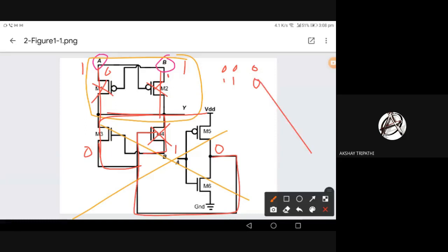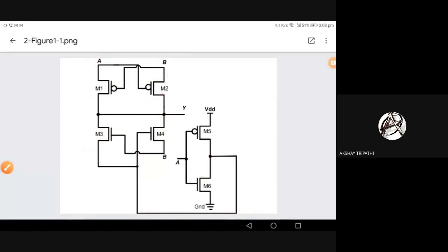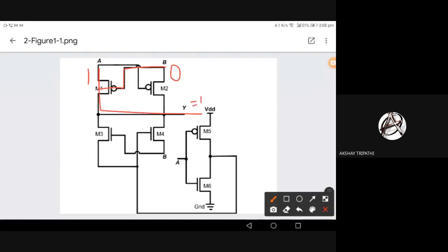Okay, 1 1 we got 0. Why did I analyze the bottom circuit here? Because both of these PMOSs are off, so I went to the bottom part of it. Now 1 and 0: we know B is 0, so M1 is on, so output is 1, right? And the reverse also: if 1 and 0, M2 is on, M1 is off, so definitely output is 1, right? So just analyzing the top part of the circuit, we can conclude that it works.